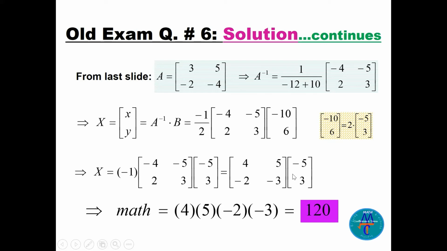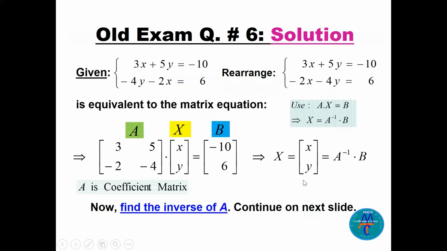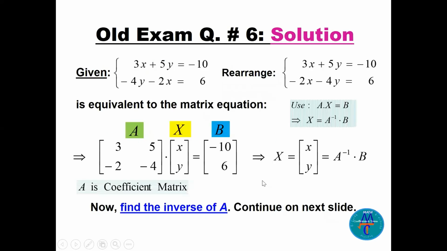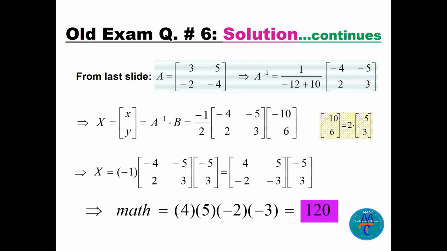Now, if you look at the given, we have here minus 5 and 3. Let me show it to you in the given. Minus 5 and 3 we need. So the other numbers now are called math, M-A-T-H. You multiply 4 times 5 times minus 2 times minus 3, and it will be 120.